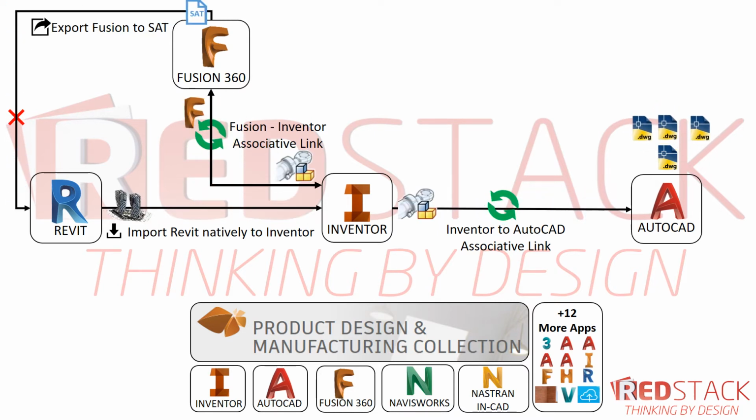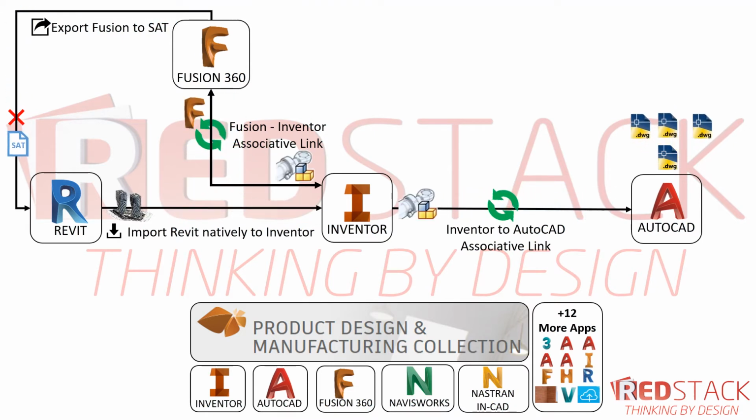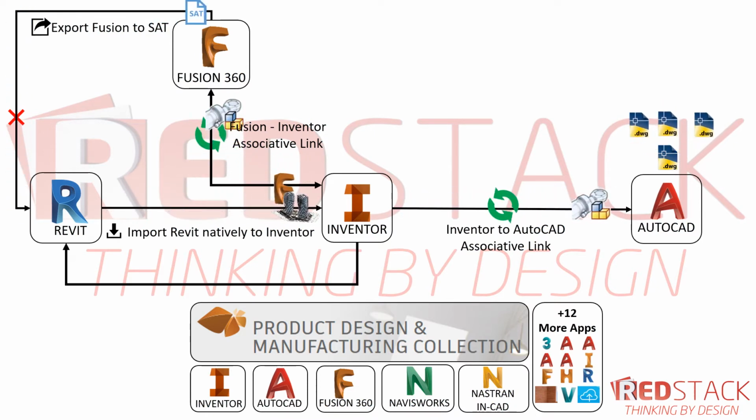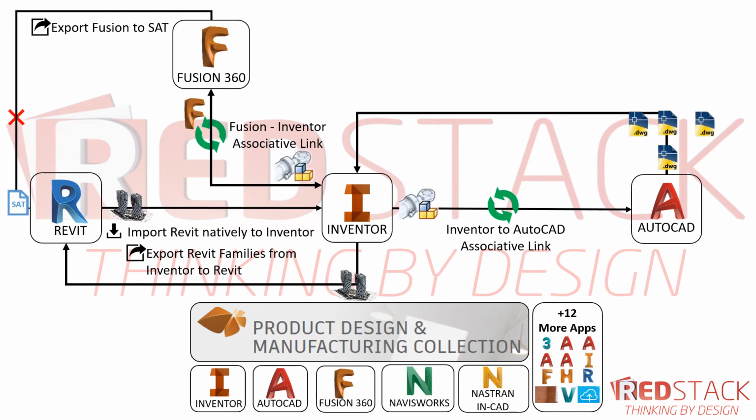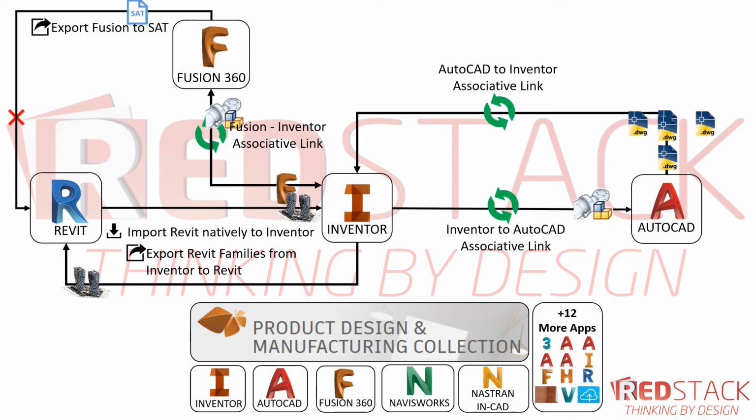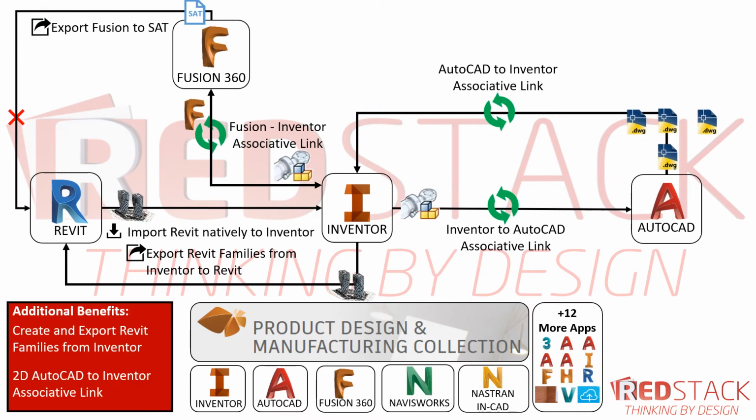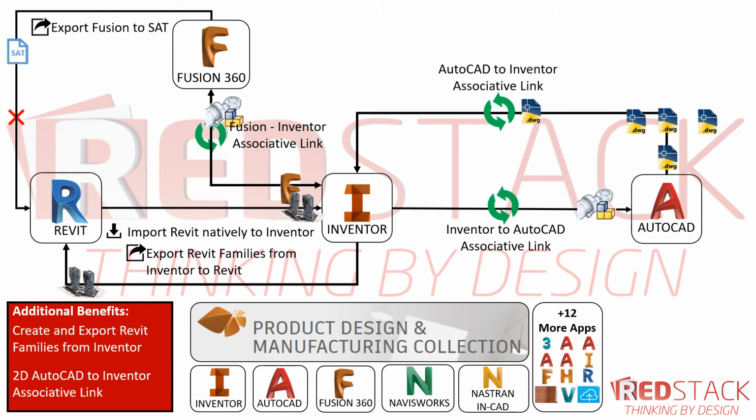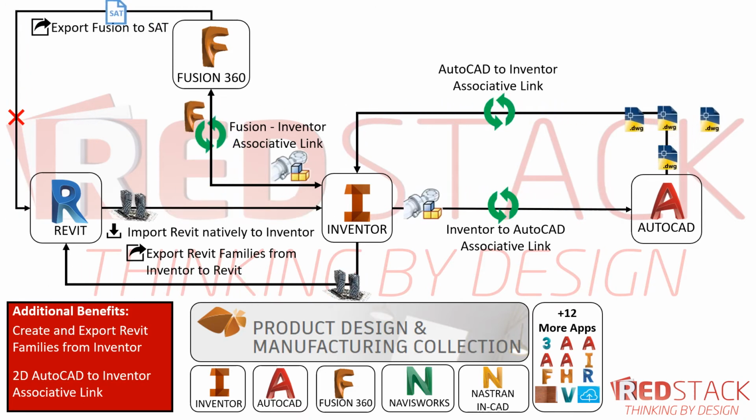So let's see what other benefits there are in this workflow. Revit can go to Inventor via RVT, but Inventor can go back to Revit by exporting Revit families. And in terms of Inventor to AutoCAD, how about AutoCAD back to Inventor? Well, we've got an associative link with 2D AutoCAD DWGs back to Inventor as well. So very powerful connected workflows here.